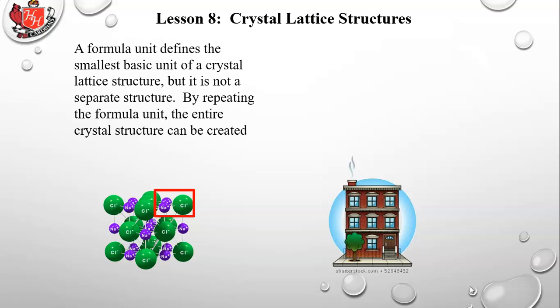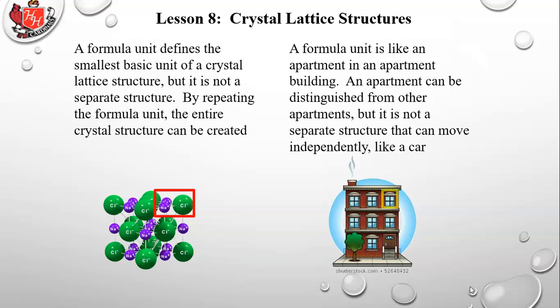However, what you can do is if you keep repeating that NaCl, NaCl, NaCl, NaCl, you can end up with a big block of salt. A formula unit is like an apartment in an apartment building. An apartment can be distinguished from other apartments, but it's not a separate structure that can move independently like a car. So just kind of keep that analogy in mind.